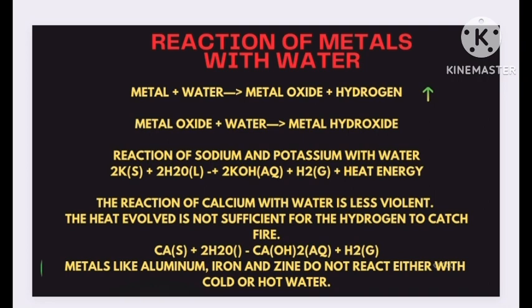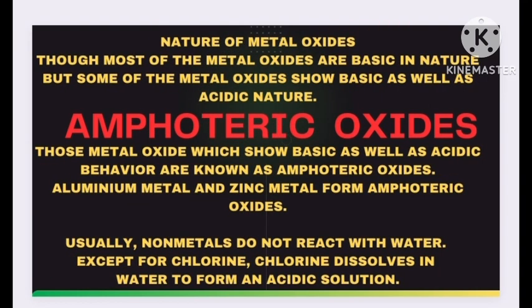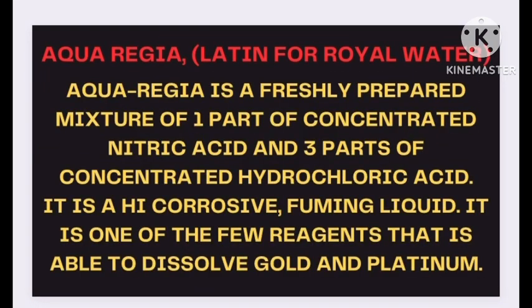Now, when metals react with water to form oxides and hydroxides, though most of the metal oxides are basic in nature, but some of the metal oxides show basic as well as acidic nature. These metal oxides, which show both basic as well as acidic behavior, are known as amphoteric oxides. For example, aluminium and zinc, these both metals form amphoteric oxides. Usually, non-metals do not react with water except for chlorine. Chlorine dissolves in water to give an acidic solution.